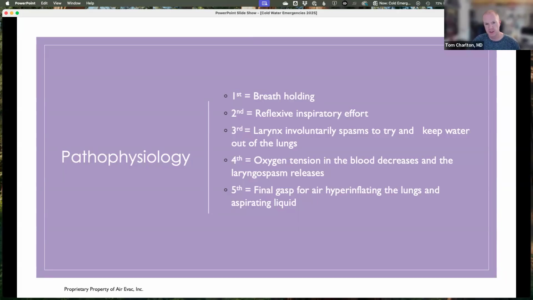As we're now losing consciousness, that oxygen tension in the blood is decreasing. Eventually, it gets to a point where the larynx can't continue to spasm, and so that releases. At this point, your heart is also likely close to stopping, if not stopped. And then, just like with cardiac arrest victims, there'll be an agonal breath that will occur under the water, and that will also then bring liquid into the lungs, etc. So it's a really, you know, nasty way of dying.